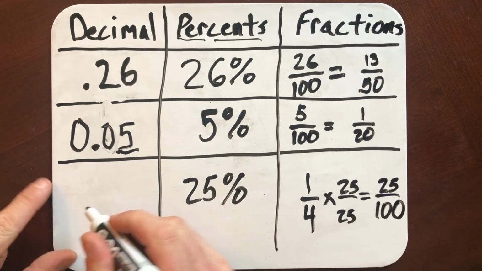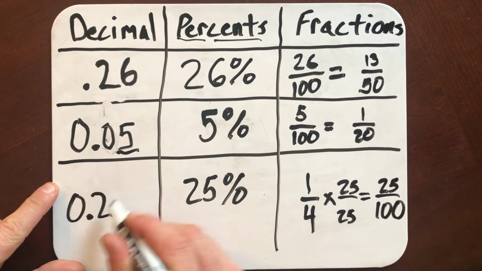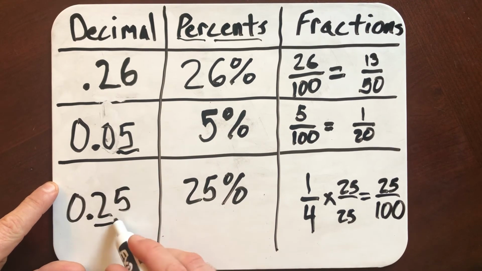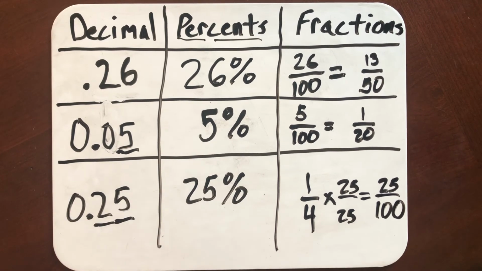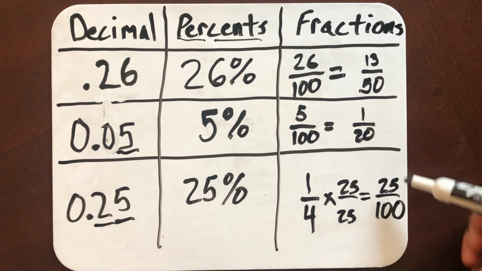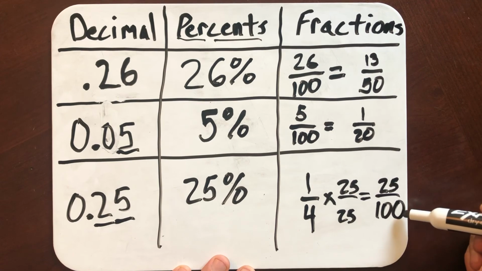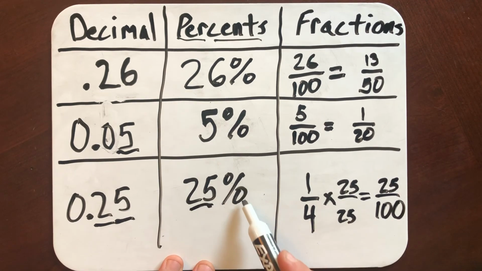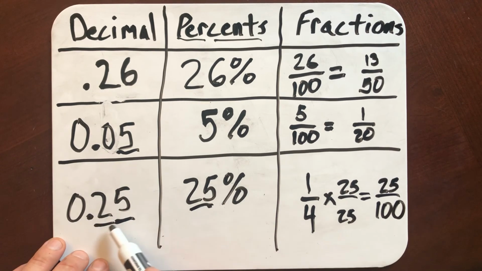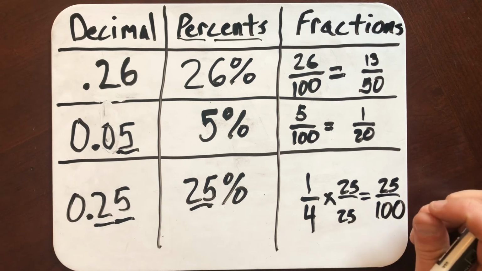And last of all, 25 hundredths, tenths, hundredths. Notice if you know the correct vocabulary, 25 hundredths, 25 per 100, 25 hundredths, they all say the exact same thing.